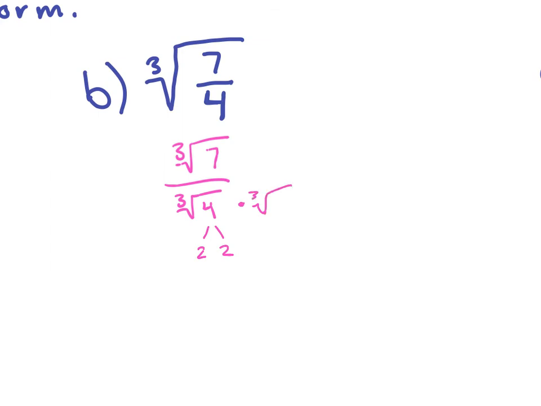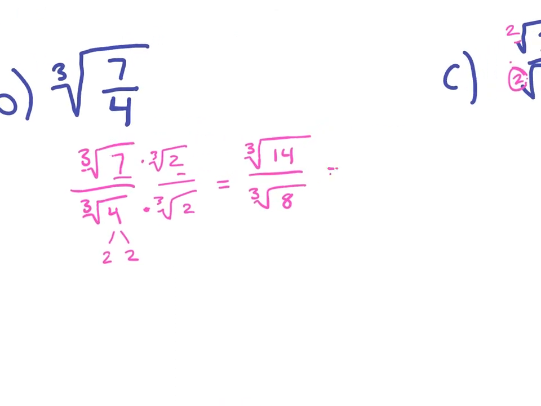The cubed root of 2. And then what are we going to multiply on the top? Same thing, cubed root of 2. So what do we get on the top? Cube root of 14. We just multiply the insides together. And then what do we get on the bottom? Cube root of 8. What is the cubed root of 8? 2. Perfect.